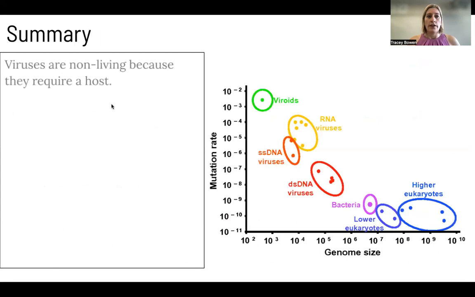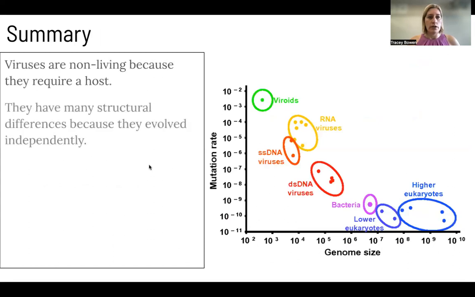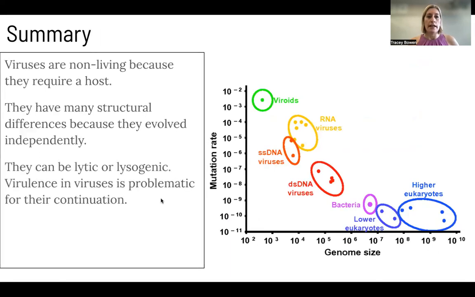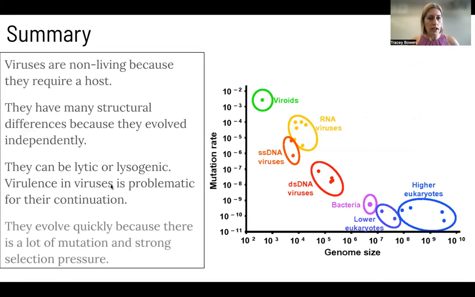So to summarize, viruses are non-living because they require a host. They have many structural differences because they evolved independently multiple times. They can be in a lytic or a lysogenic stage, and virulence in viruses is problematic for their continuation. So they want to keep you alive, but they also want to transmit. But if they kill you off, then you're not going to be able to be a host for them. And they evolve quickly because there's a lot of mutation and strong selection pressure going on in this process.